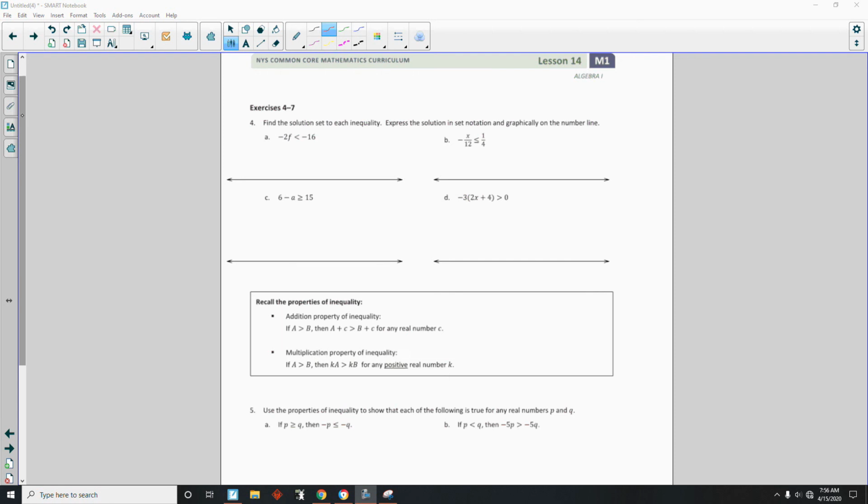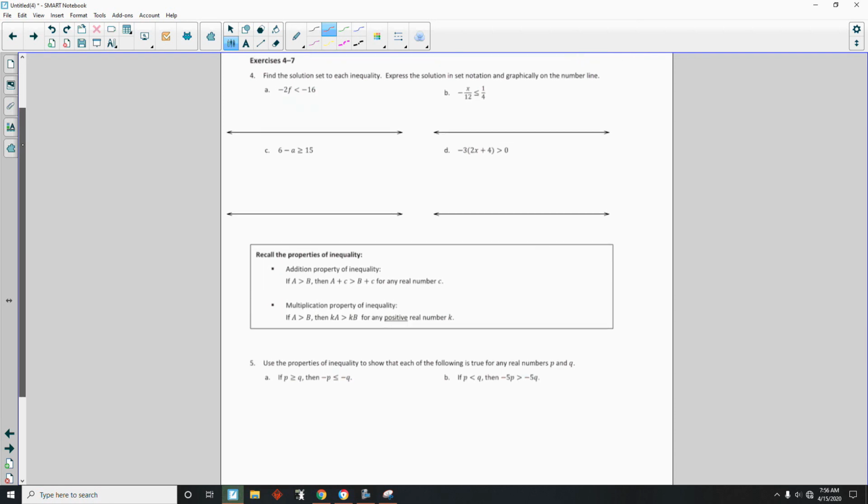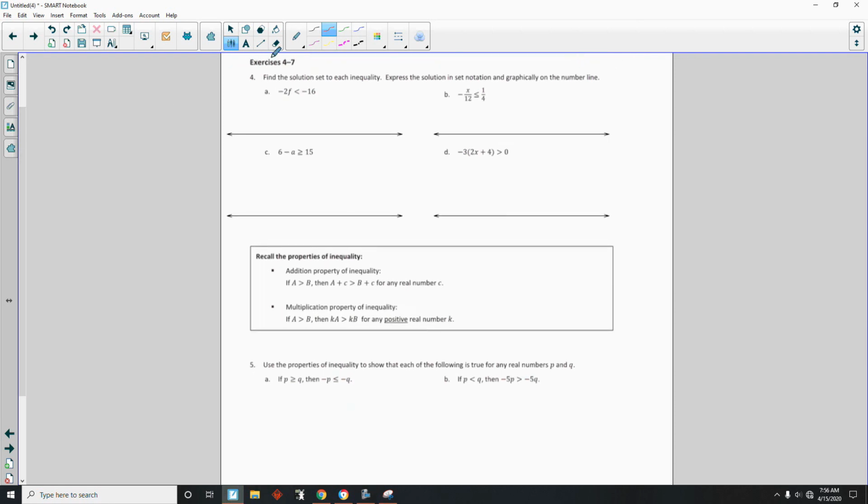Okay, moving right along, page 5 brings us to exercises 4 through 7. These are exercises, so pause the video, see if you can do these, come back and check your solutions. Okay, here we go. Find the solution set to each inequality. Express the solution in set notation and graphically on the number line.